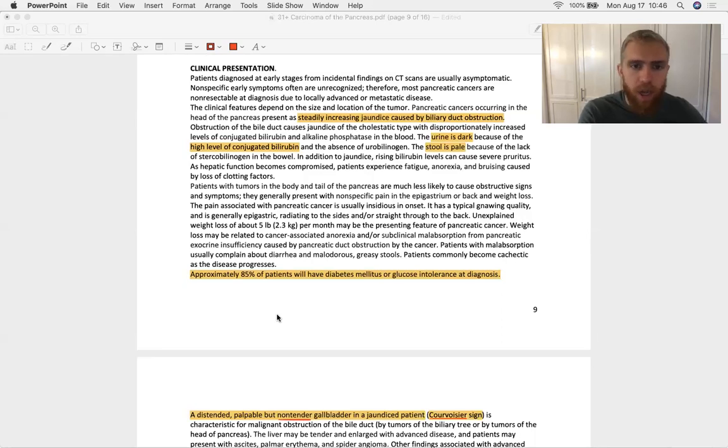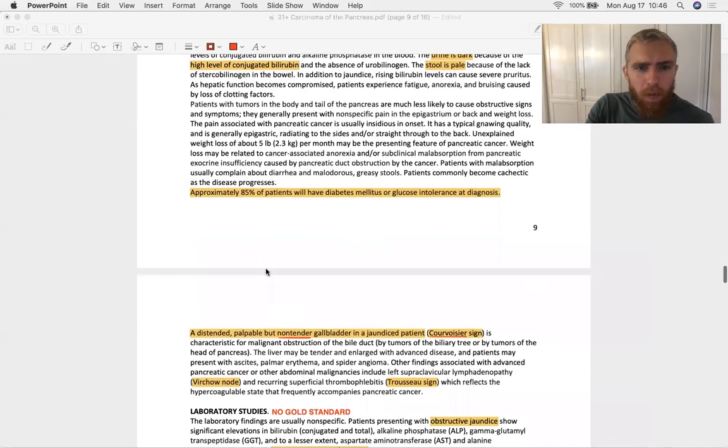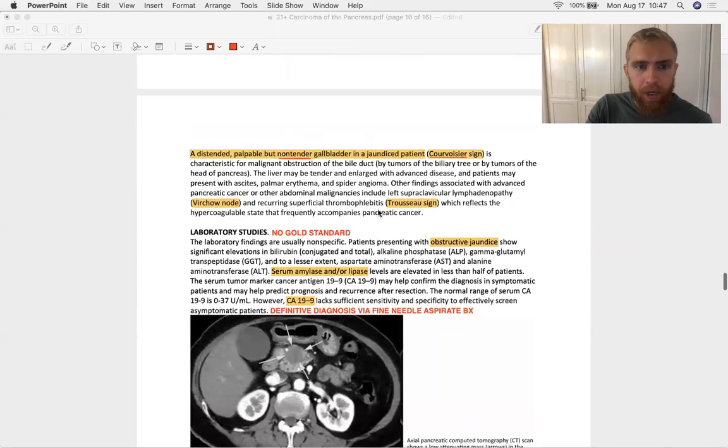And if you see a conjugated bilirubinemia, basically the only thing that can give you a specifically conjugated bilirubinemia is obstruction of the bile duct. If it's unconjugated, it's not a problem with the bile duct because you haven't made any conjugated bilirubin yet. You haven't made any bile acids. So most patients will have glucose intolerance, diabetes at diagnosis, and that's your type 3 again.